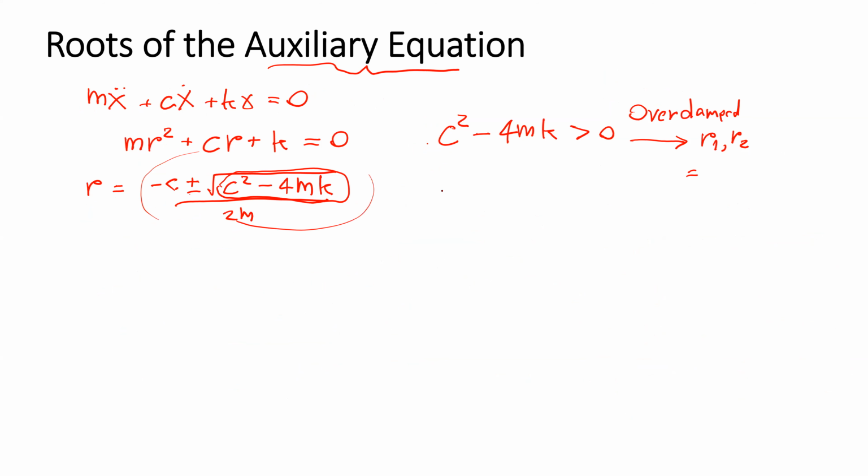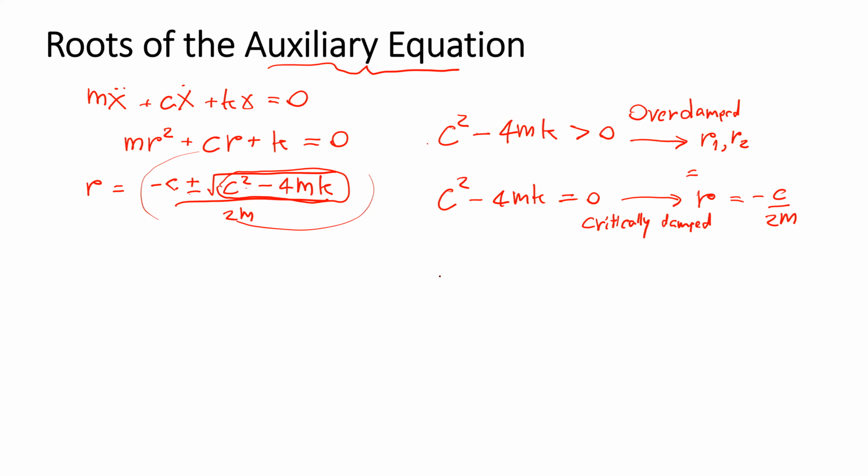And if this term is equal to 0, we have a repeated root, which means R1 equals R2, and R equals minus C divided by 2M. So in this case, we call it a critically damped system.